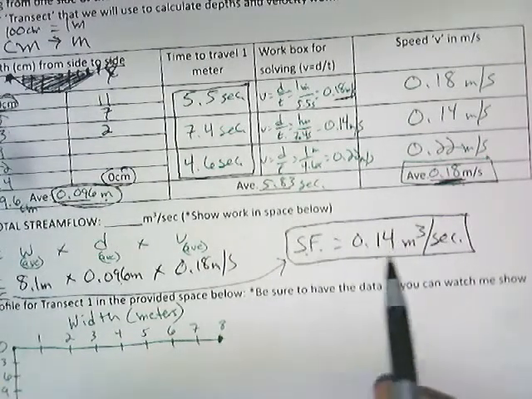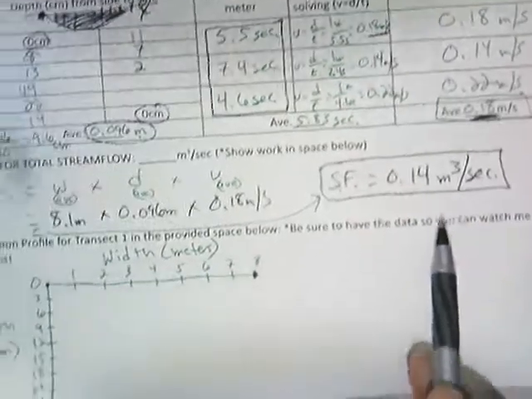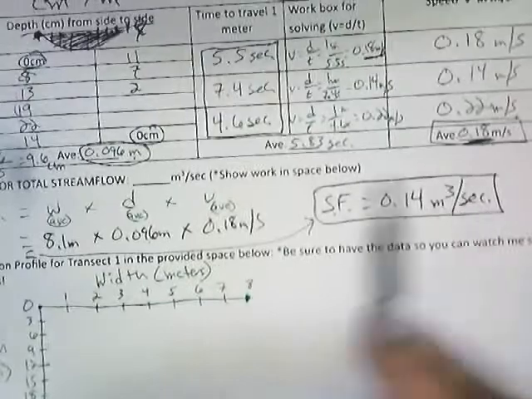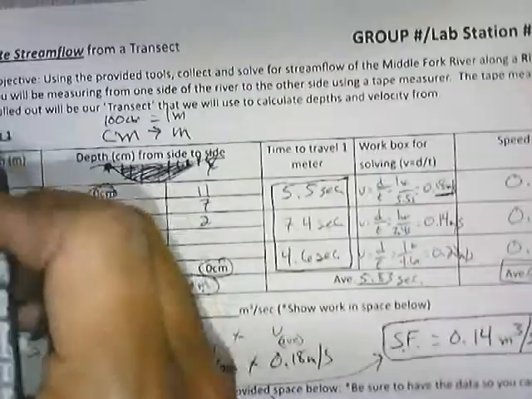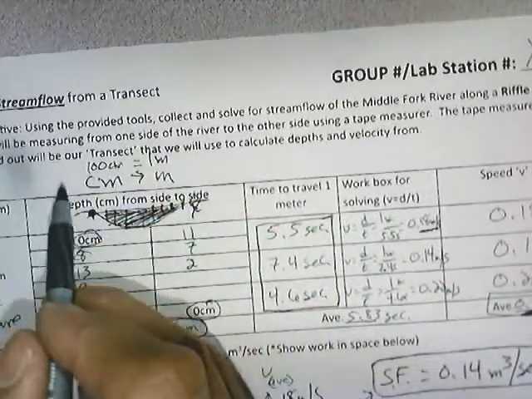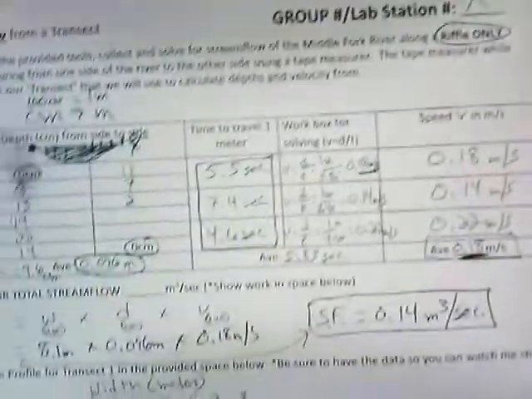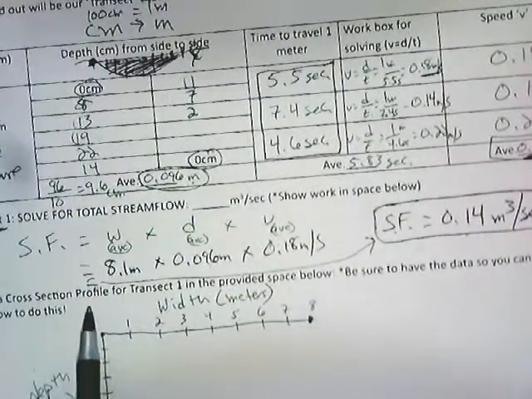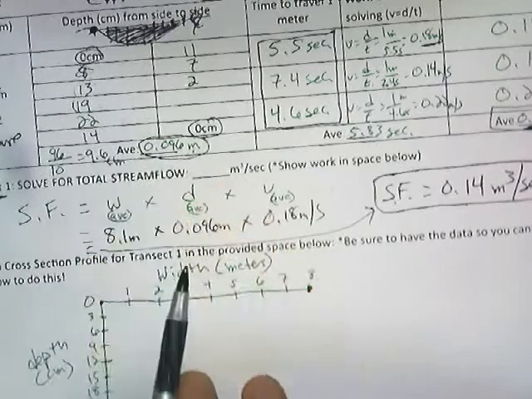So here's my calculation here. 0.14 cubic meters traveling per second. Now, this is stream flow. So this would be, according to my transect, along the riffle, right? That's all we did. We just simply did it along the riffle, right? Up here in my directions, the riffle only. The cross section, and this is where I use my data here to make sense of what's going on here.